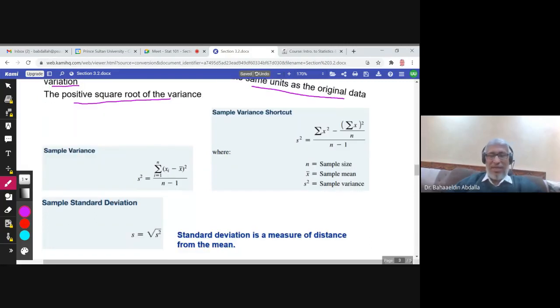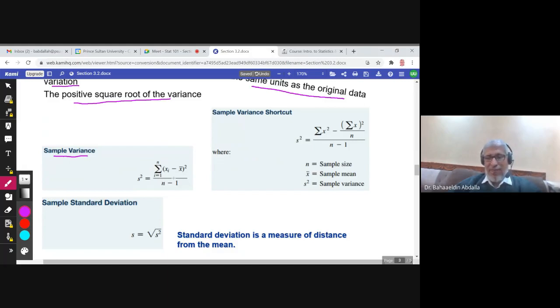Now, what about the sample variance? We talked about the population variance. The sample variance, we will call it S squared. So the symbol is S squared for the variance. And it is the same definition, but we will divide by small n minus 1, where small n is the sample size.